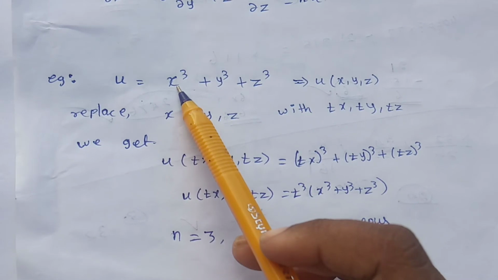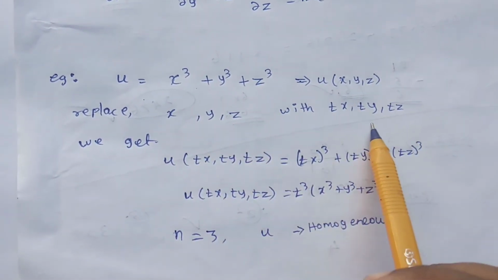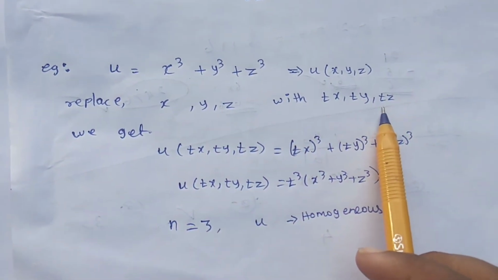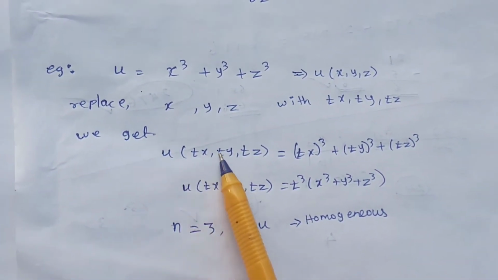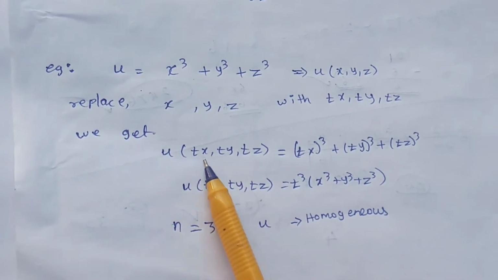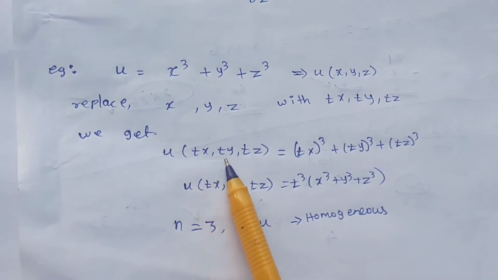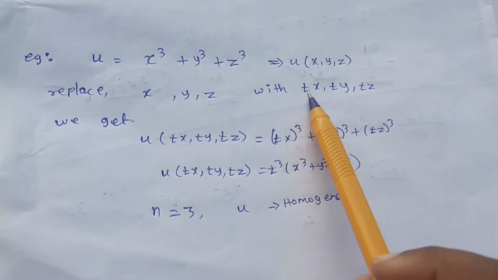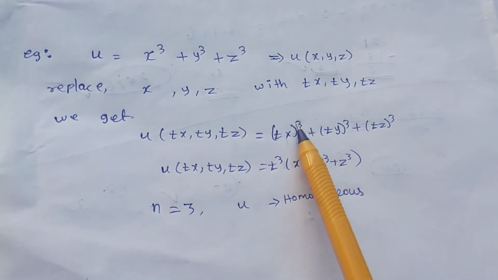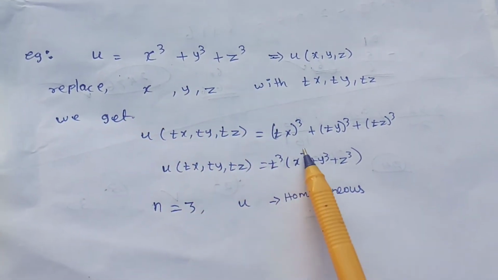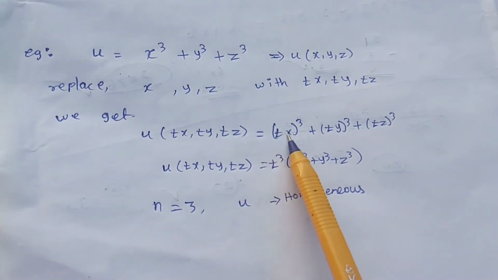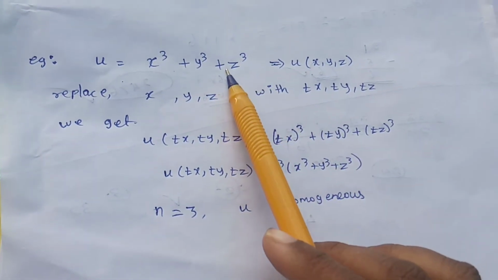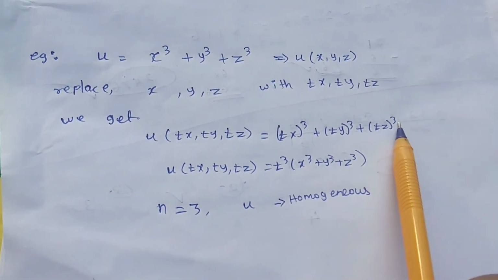Here I replace x with tx, y with ty, then z with tz. Then the resulting expression is u of tx comma ty comma tz. So here x I replace with tx, then it becomes tx whole cube. Then y with ty, it becomes ty whole cube. Then z with tz, it becomes tz whole cube.